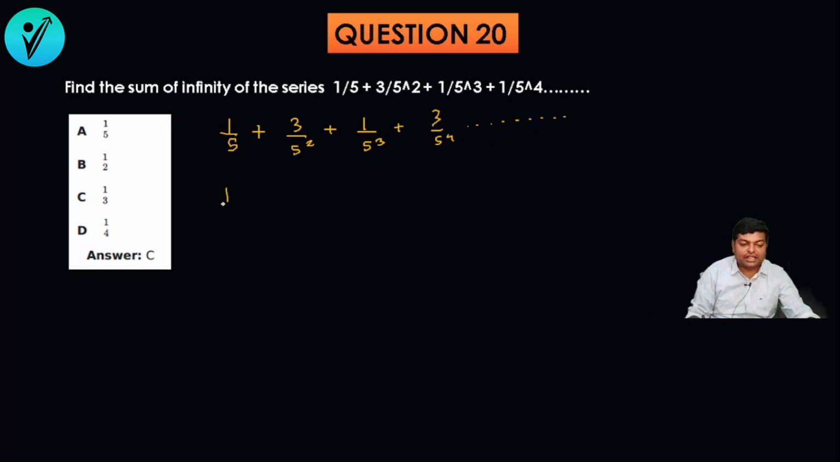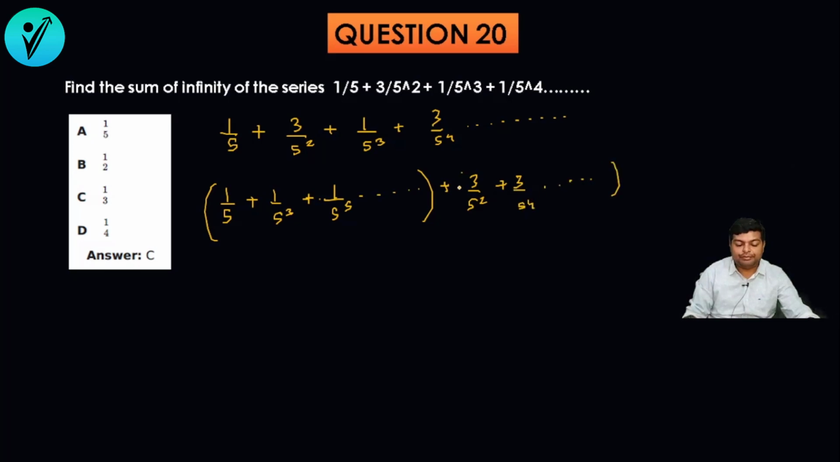One series is 1 upon 5 plus 1 upon 5 cube plus, let me write one more term, 1 upon 5 to the power of 5, up to infinite terms. And to this we have to add another series, which is 3 upon 5 square plus 3 upon 5 to the power of 4, again infinite terms. What is the sum of an infinite series? Sn of an infinite series is a upon 1 minus r, right?